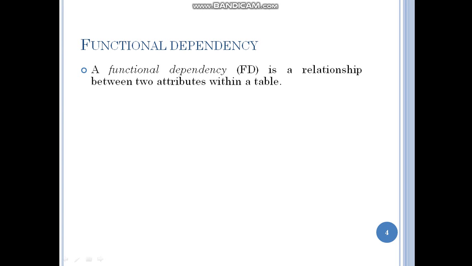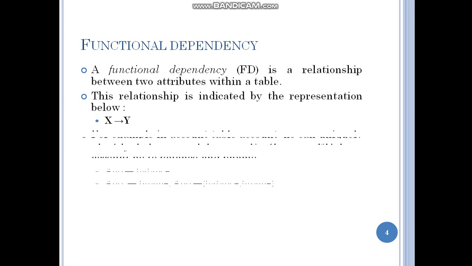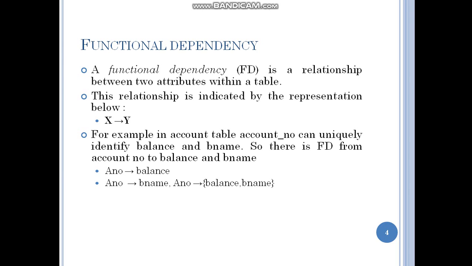Functional dependency. A functional dependency is a relationship between two attributes within a table. If X and Y are two attributes, then a functional dependency is represented by X → Y, which indicates that Y is functionally dependent on X. For example, in the account table, account number can uniquely identify balance and branch name. So there is a functional dependency from account number to balance and branch name.